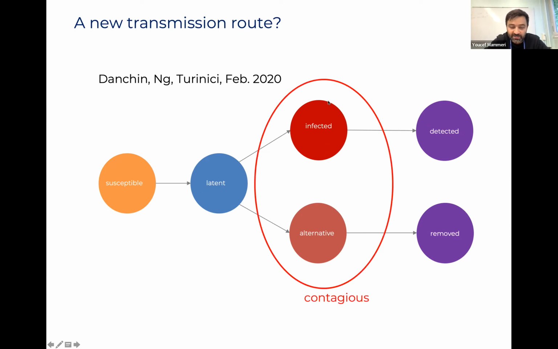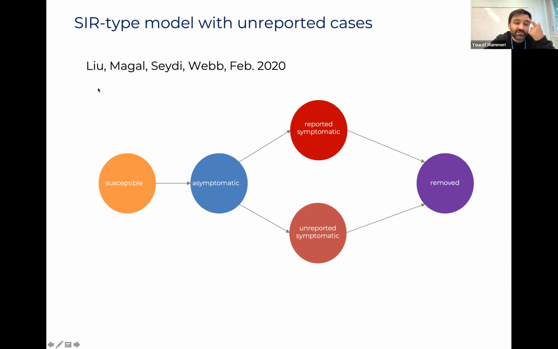So, okay, because he was saying both are still contagious. Even if you control this one, but this one are still contagious, so it continues. Another interesting model was developed by Liu and his co-author.